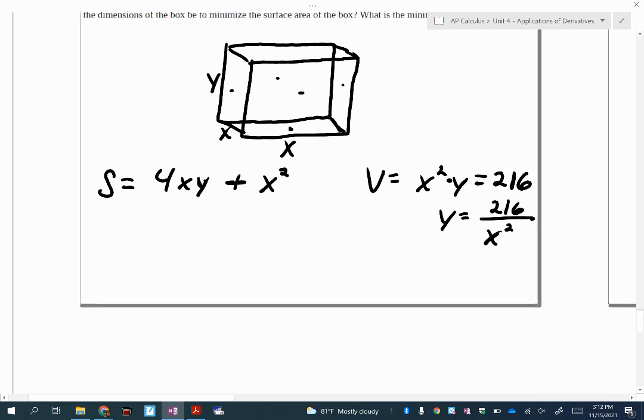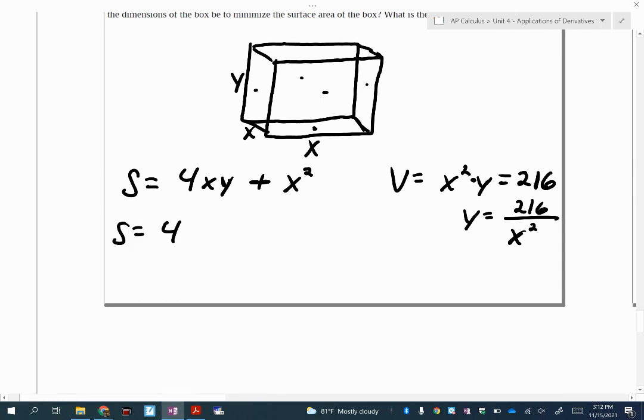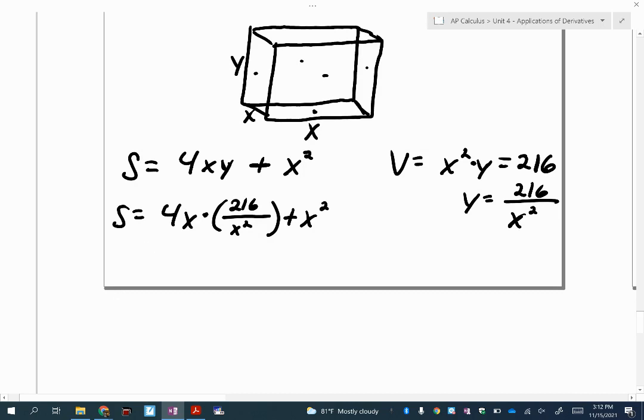And that's the same as 216 cubic inches. So if I solve for Y, that's going to be 216 over X squared. So I'm going to plug that in for Y and get 4X times 216 over X squared plus X squared. So my surface area formula is 4 times 216, which is 864. So 864 over X, because I have 2 in the bottom and 1 on the top, plus X squared. This is what I'm going to use in terms of finding critical points.